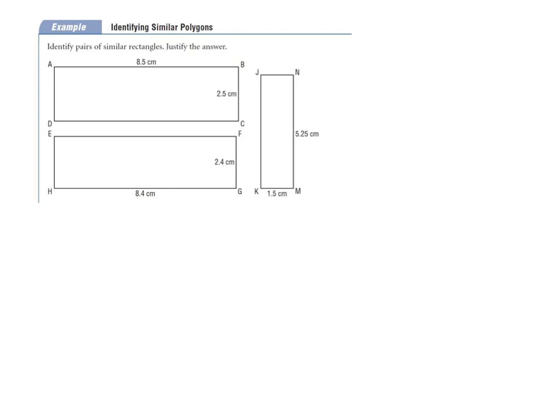So let's find 2 polygons. I'm going to choose ABCD and EFGH to start with. So we're going to compare this rectangle with this rectangle. I'm going to label my corresponding sides. I'm going to have a blue side here and a blue side here. And I'll do a green side here and a green side here.